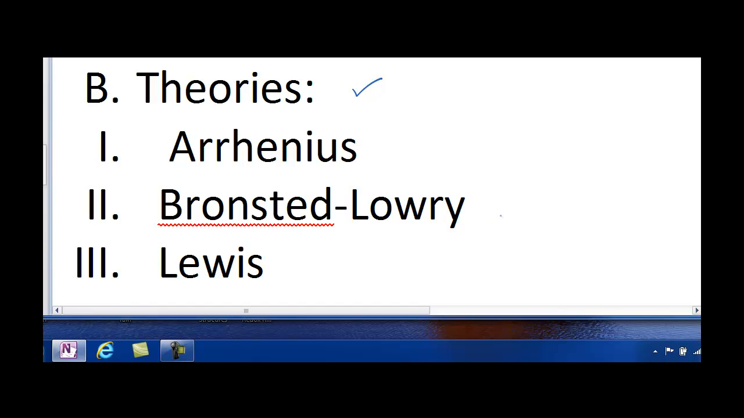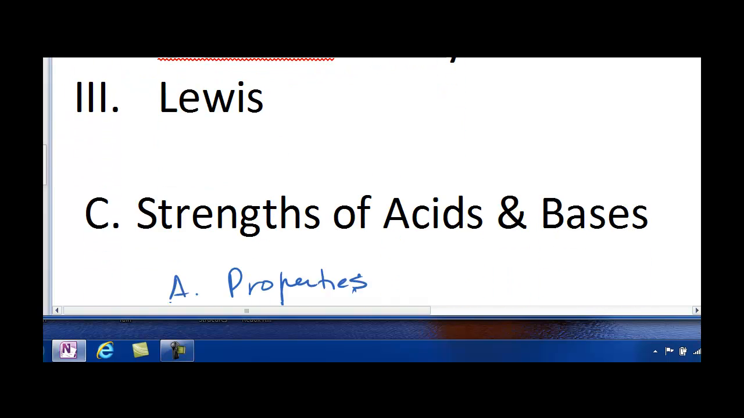Brønsted-Lowry takes us a step further. We'll look at that. And Lewis is the most comprehensive of the 3. Okay, so this would be 3 concentric umbrellas, Lewis being the biggest of the 3, Arrhenius being the smallest. Let's start with Arrhenius, wet our toes. What does Arrhenius consider?